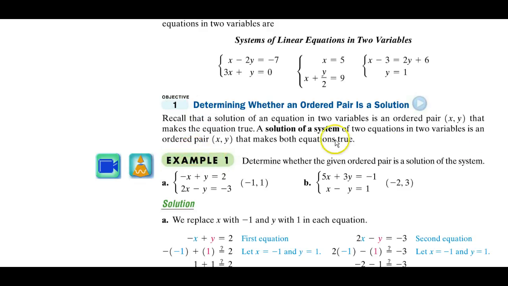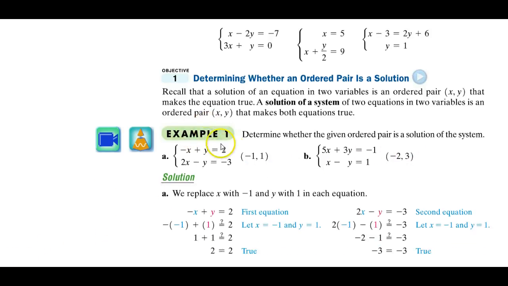So what are they asking us in Objective 1 and Example 1? We want to determine, is this ordered pair a solution for both of these equations? And how do we do that? Well, we replace the x with a -1, replace the y with a 1 in both equations, and see if it ends up with a true statement. And we would do the same thing here. So this is substituting your x value, your y value into the equations.